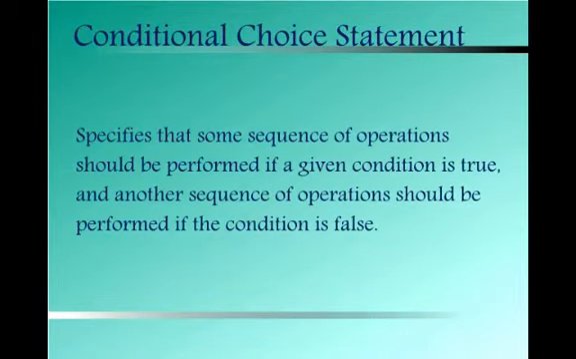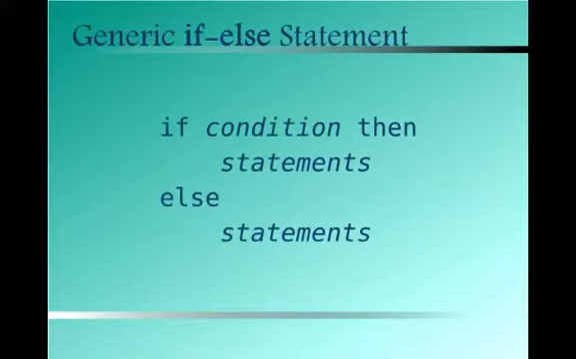It's often the case that we want one sequence of operations to be performed under some condition, but if that condition doesn't hold, we want a different sequence of operations to be performed. In other words, instead of simply performing some sequence or not based on a condition, we want to choose between two sequences. We choose the first sequence if the condition is true, and the second if the condition is false. In programming, we call this an if-else statement, and the general form is shown here.